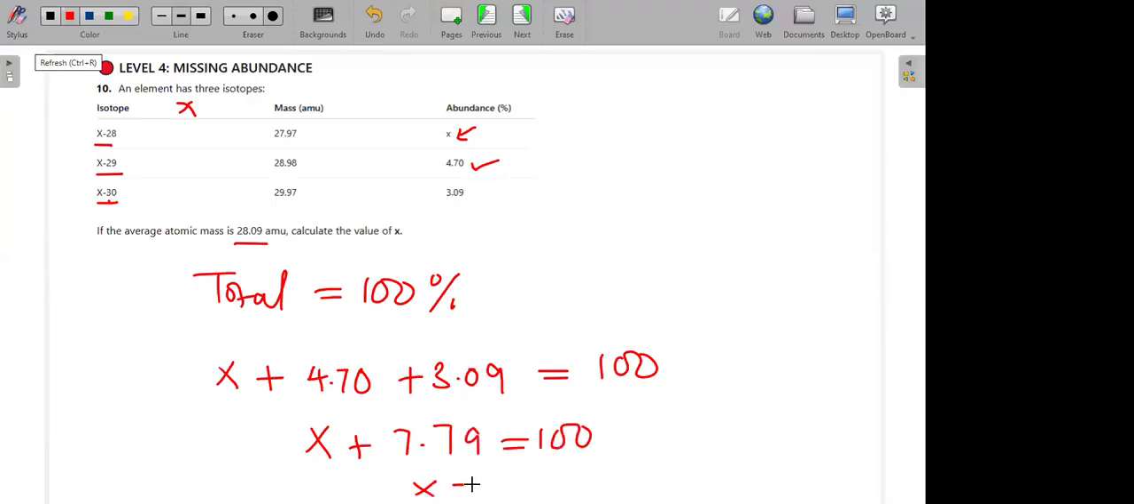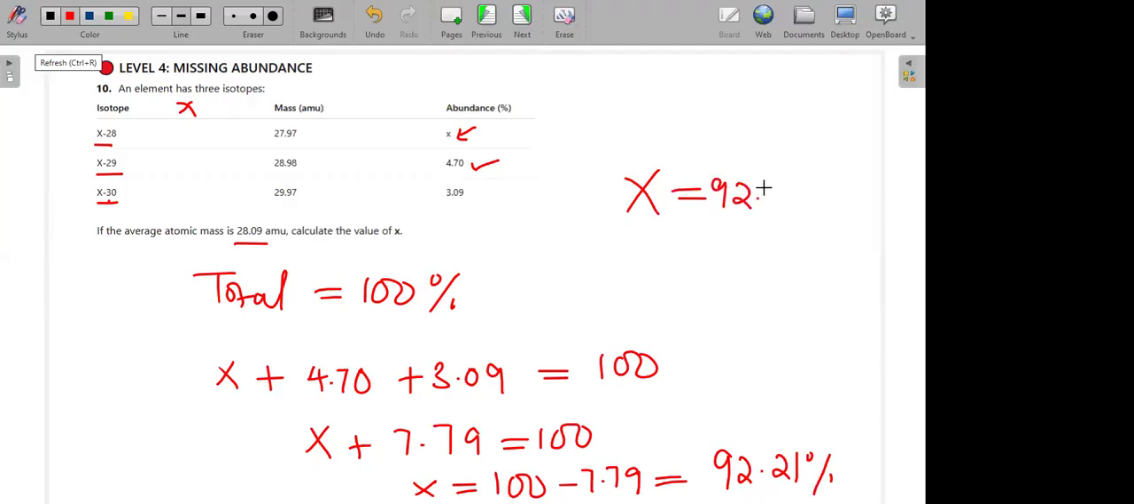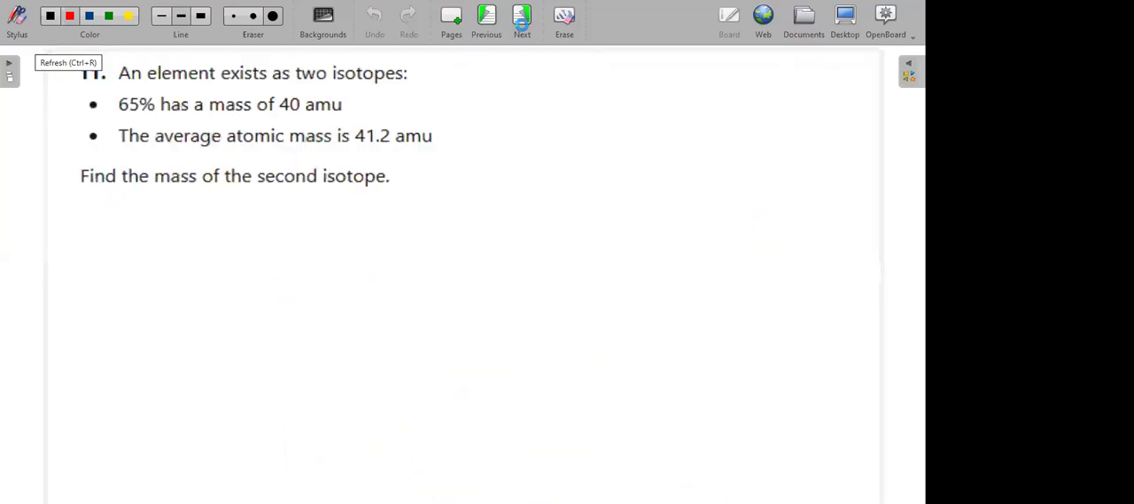To find X, I'm just going to take this to the other side. So it will be 100 minus 7.79, which gives, you can consult your calculator, 92.21%. So my X is simply 92.21%. That's how we can find the missing value of X. This one is very simple, but you're going to see the next one is going to be a bit involving. So let's move to the next one.